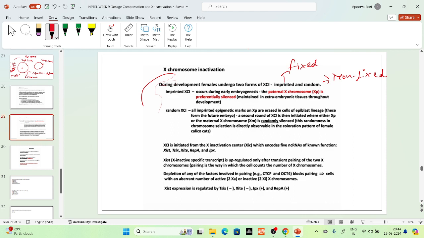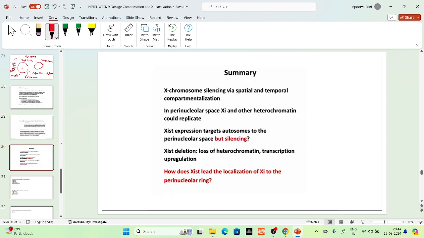Okay, so that is why it is written over here that depletion of any of the factors, whether it is T6, Z, Rep A, GPX, it will lead to an aberrant number of active or inactive cells. Okay, this is important. Now, in summary, what we can say is that X chromosome silencing takes place through spatial and temporal compartmentalization.